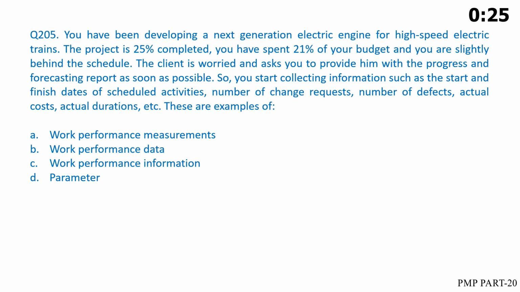These are examples of A. Work performance measurements. B. Work performance data. C. Work performance information. D. Parameter.